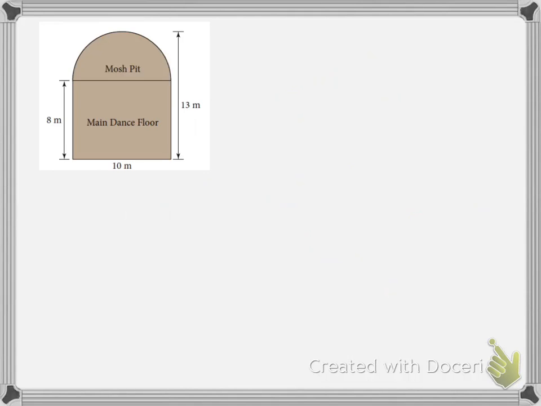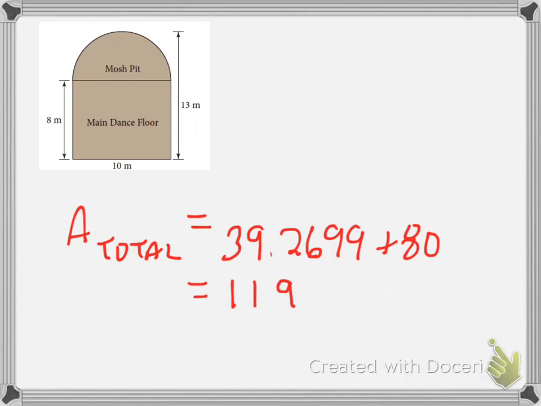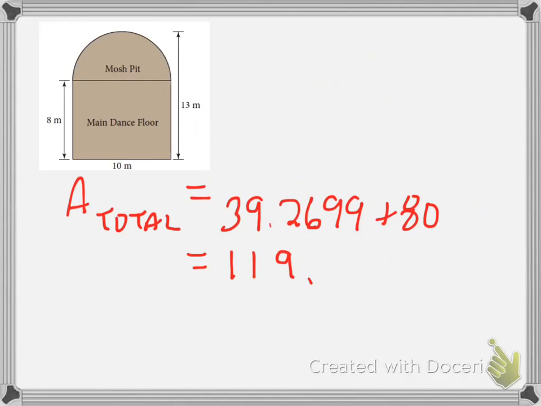So our total area of the dance floor is going to equal 39.2699 plus 80, which gives us 119 decimal 27, for 2 numbers after the decimal, because it's our final answer.